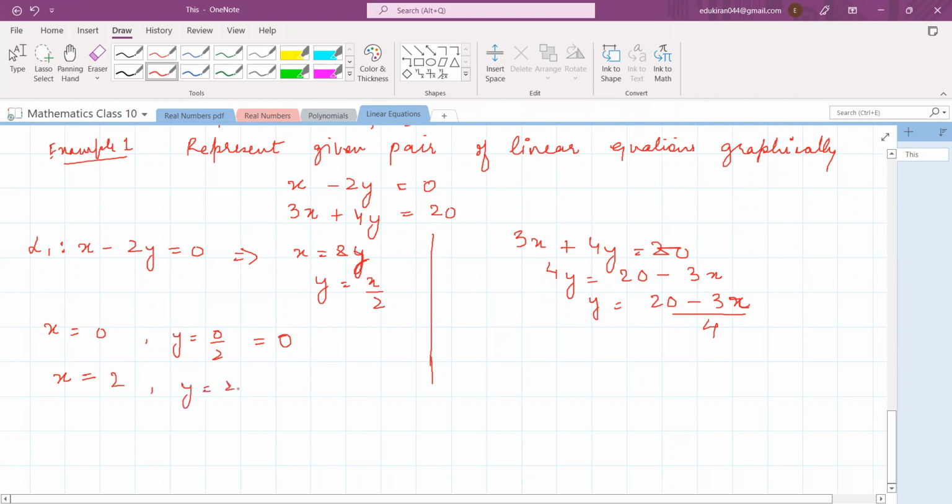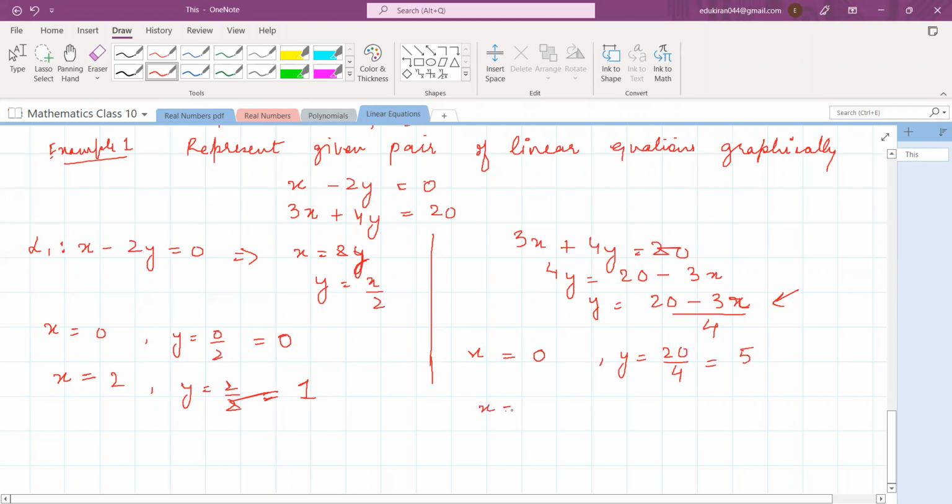So y will be 2 by 2, which is equal to 1. Okay, so I'm taking values which are easier to plot on the graph. Now similarly here, let us start with x is equal to 0. You can directly look here. When x is 0, this term is gone. This is 20 by 4, which is equal to 5. So take x is equal to 0, so your y will become 20 by 4, which is equal to 5.